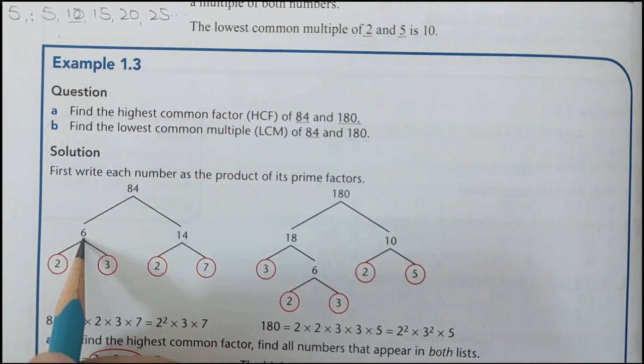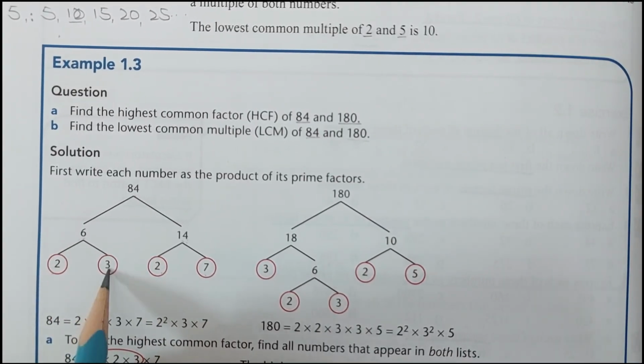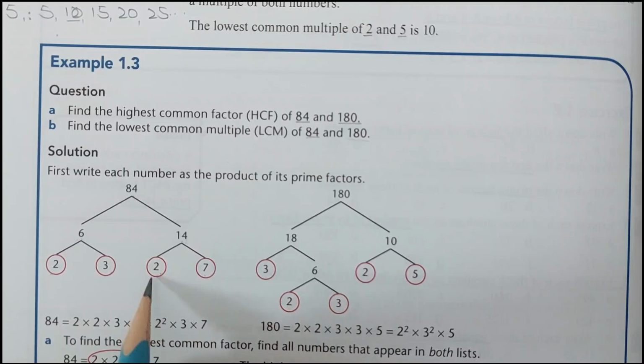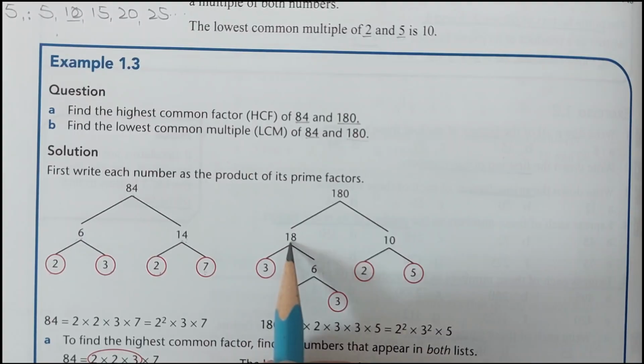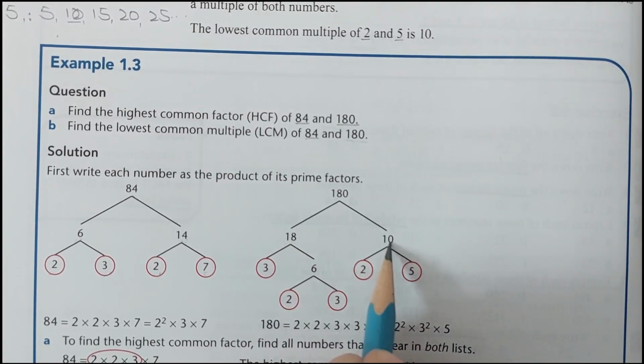6 is 2 times 3. Now 2 and 3 are prime numbers. And 14 is 2 times 7, and 2 and 7 are prime numbers. Now let's move to 180. 180 is 18 times 10, and again these two are not prime numbers.